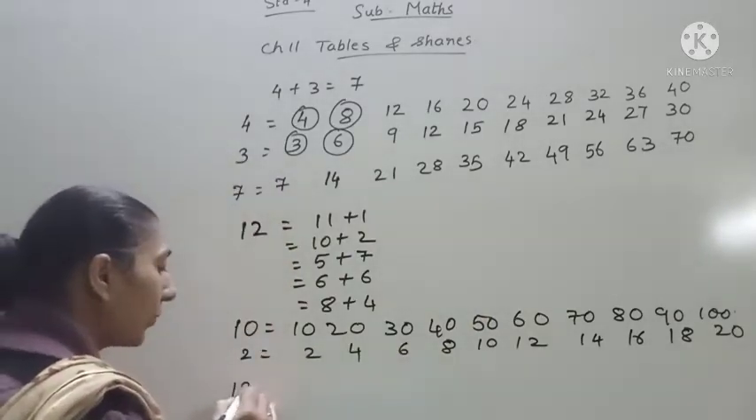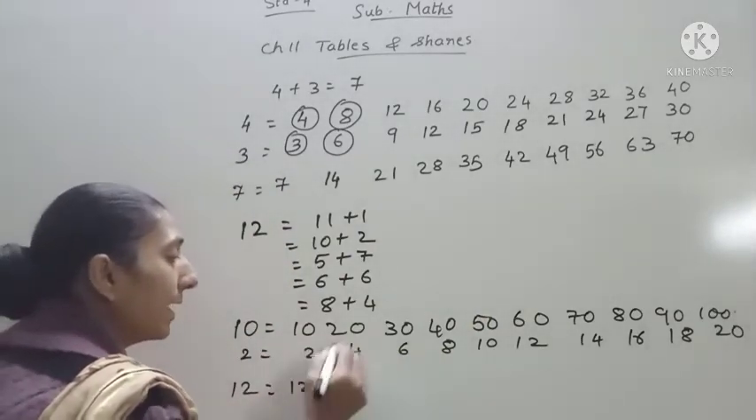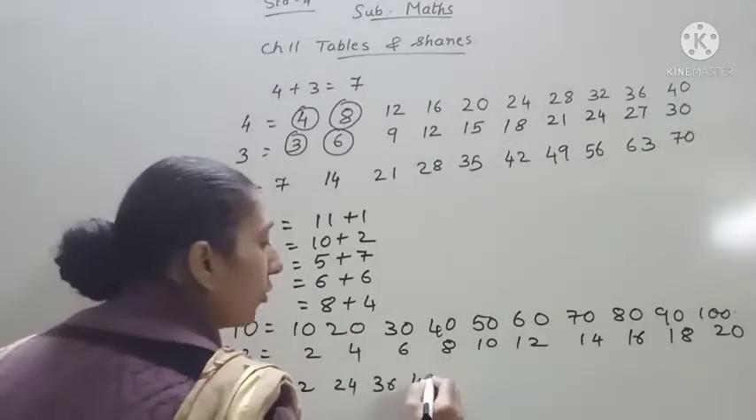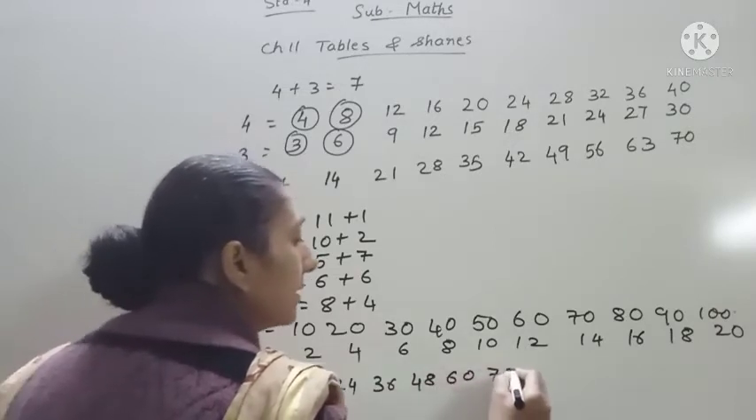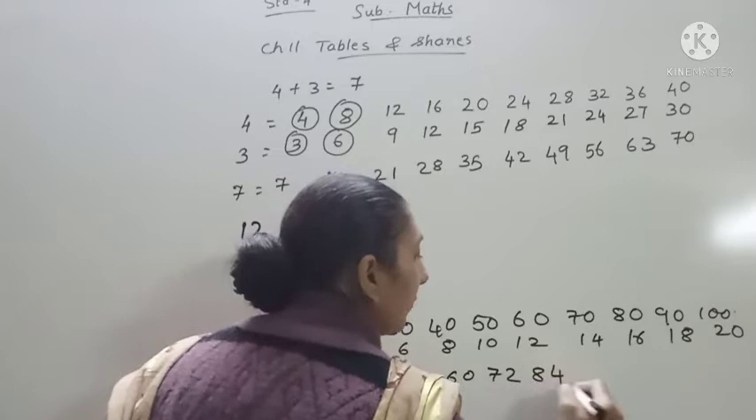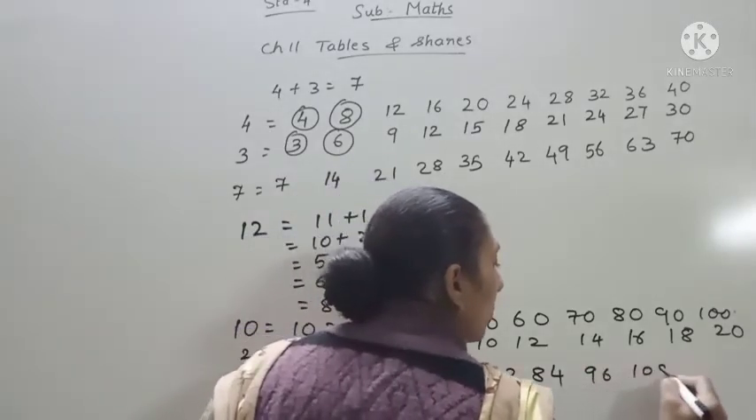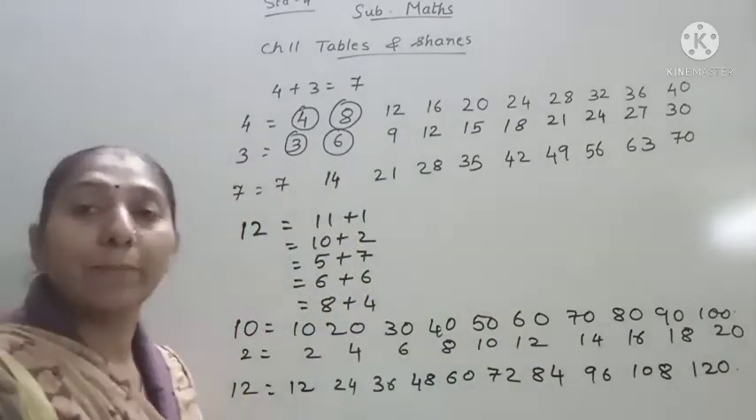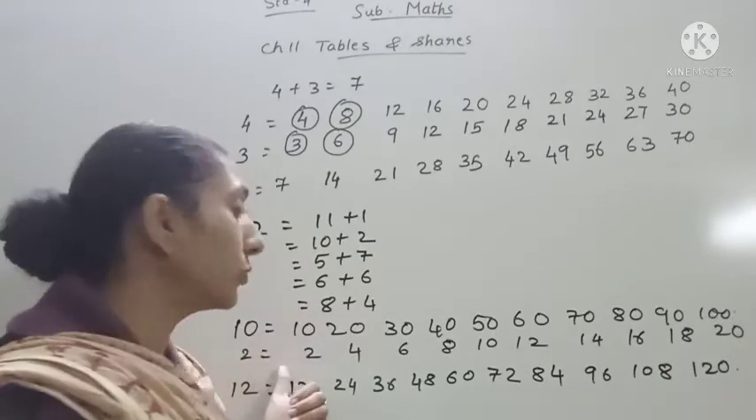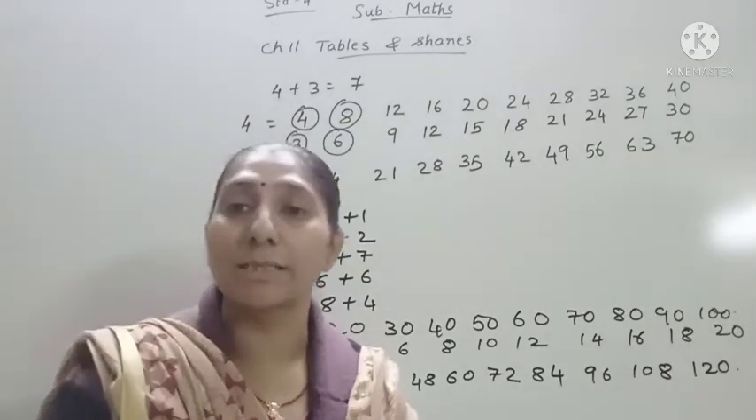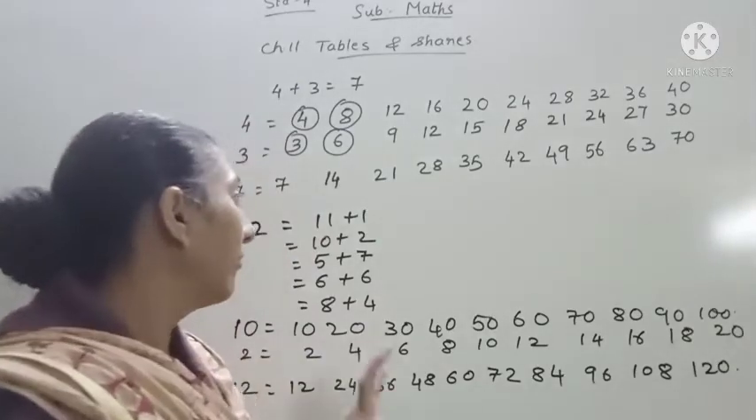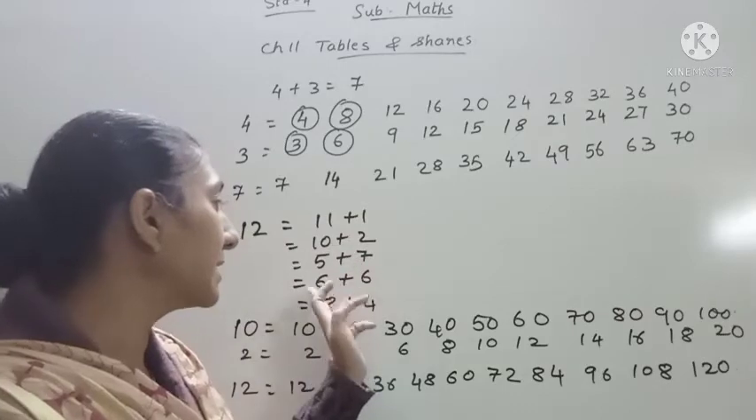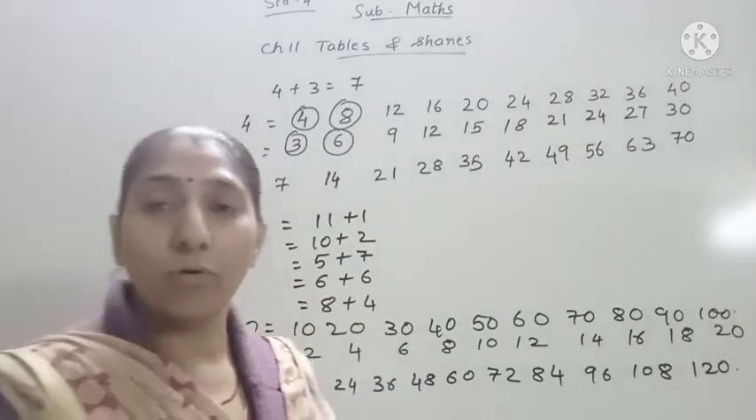Now how can we make the table of 12? 10 plus 2, 12. 20 plus 4, 24. 30 plus 6, 36. 48, 60, 72, 84, 96, 108 and 120. This is how we can make the table of 12 with the help of 10 and 2. You can take any two numbers to make the table of 12, whether it may be 11 or 1, 10 or 2, 5 and 7, 6 and 6 or 8 and 4.